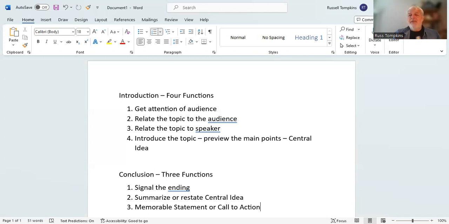So to kind of recap, the introduction has 4 different functions that are listed there. Make sure you do each of those 4. And then the conclusion has 3 functions. You should do each of those 3. Now, what I find most beginning speakers have difficulty with is, first of all, starting with an attention getter. They want to start with the central idea. Start with the attention getter. Secondly, I have many students that just don't have a conclusion at all. They get to the end of their last main point, and then they just end. They just say thank you. So we do need to have that conclusion, that bow that wraps everything up at the very end.